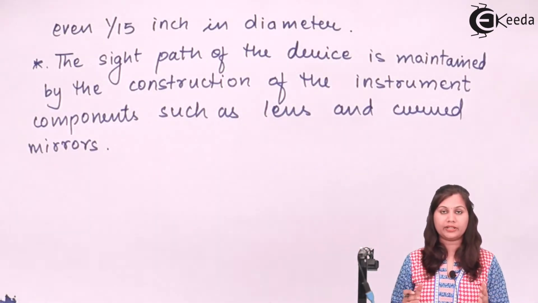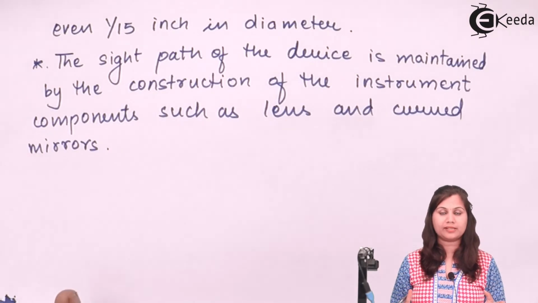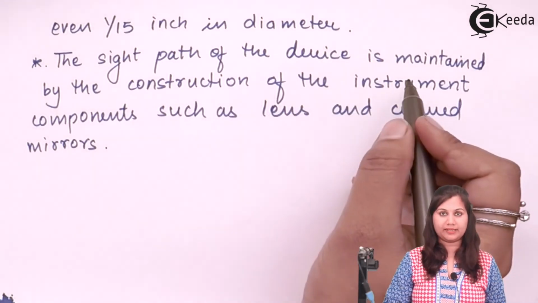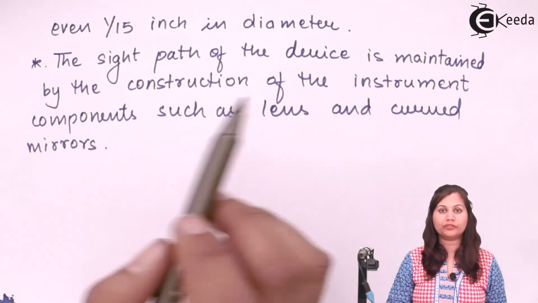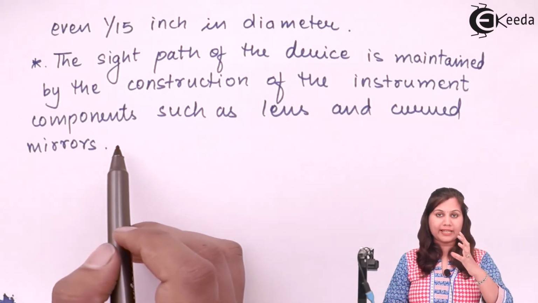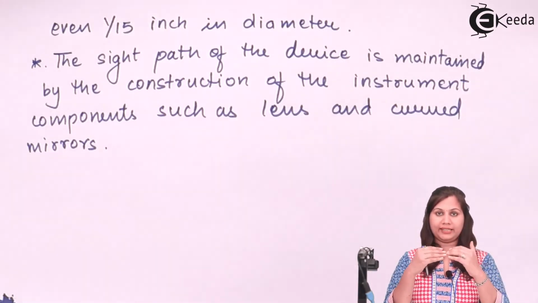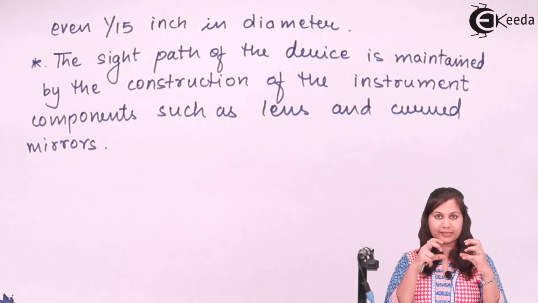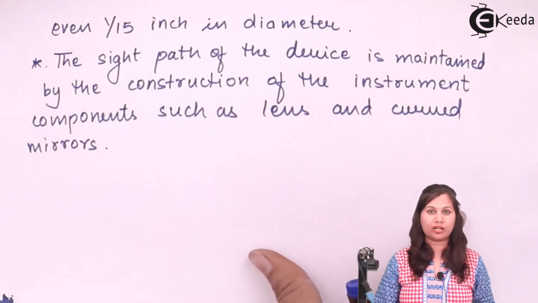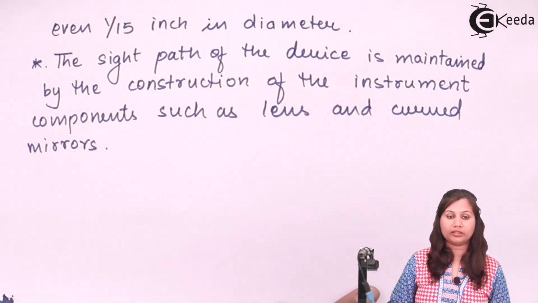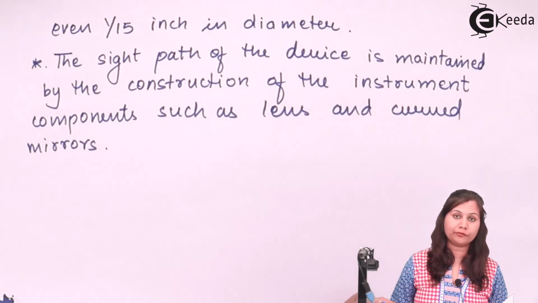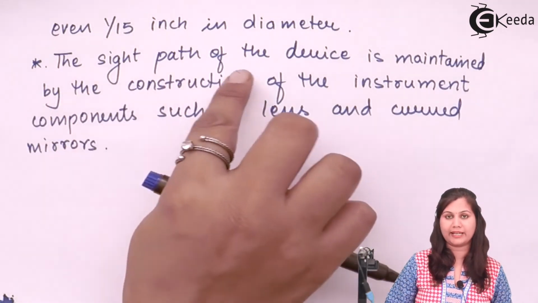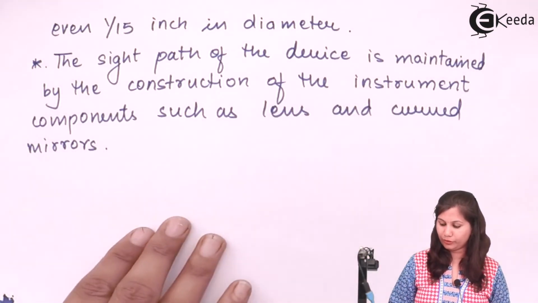Because this radiation pyrometer is an optical system where lenses and mirrors are used, the sight path of the device is maintained by the construction of the instrument components. The sight path means how much area it can cover, or the distance between the hot object and the device. That sight path is maintained by the construction of the instrument, that is, what kind of instruments, and what is the focal length of the lenses and the mirrors. Okay.